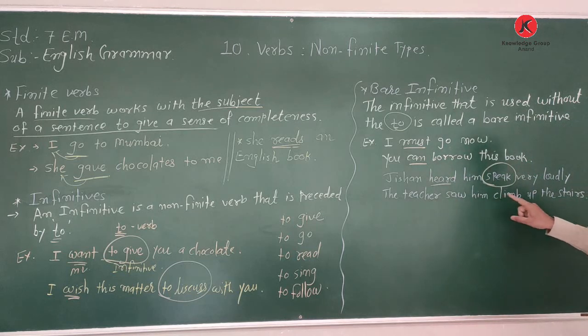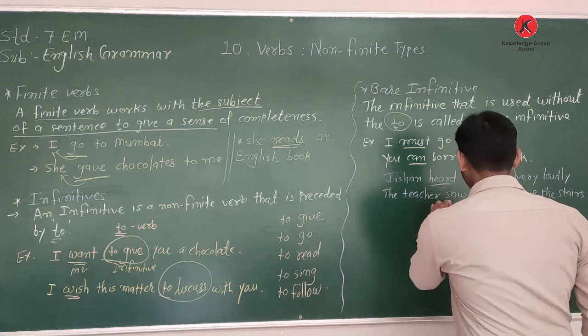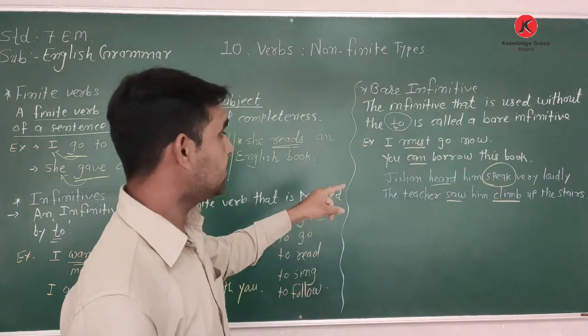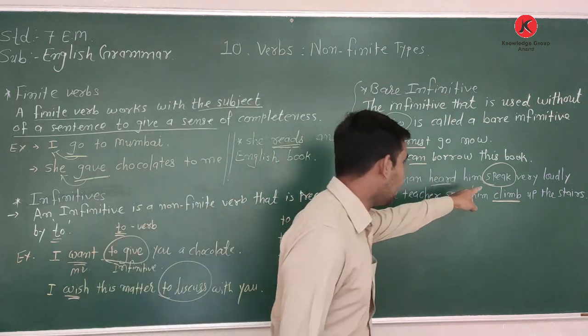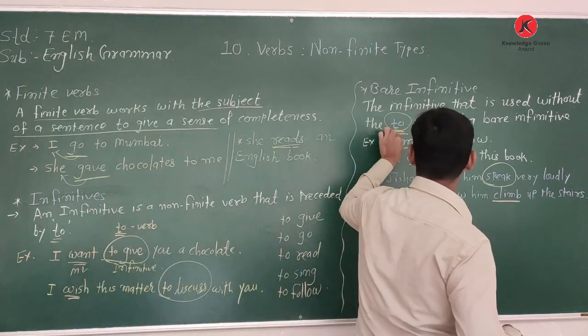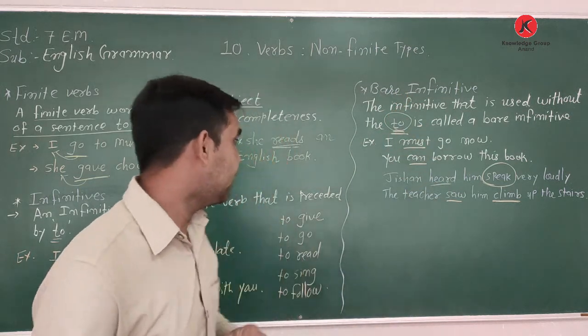The teacher saw him climb up the step. So here climb is the bare infinitive, and saw is the main verb, given in the past form. Then the verb is given. Here speak and climb are given without what? Without to. So we can say that this is the bare infinitive we use in a sentence.